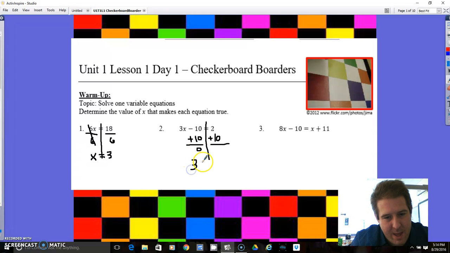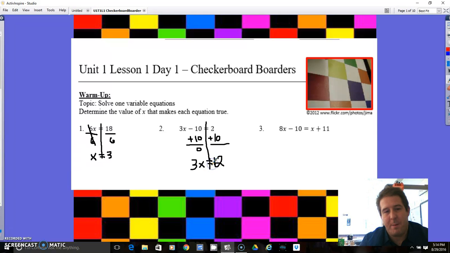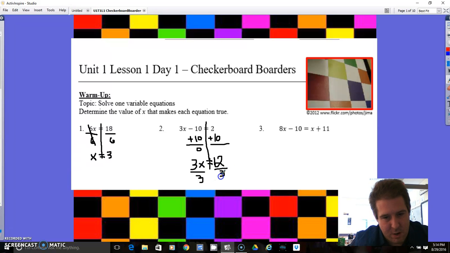That leaves you with 3x on the left-hand side, which I brought down and didn't do anything with, equal to 12. Now, from here, we can use the division property of equality because x is being multiplied by 3. So I'll do the opposite, which is divide by 3. And that is going to give us an answer of 4. X must be 4.